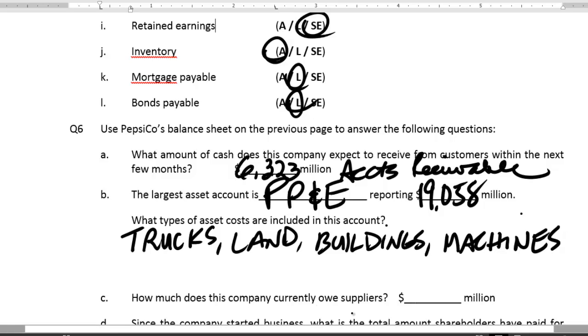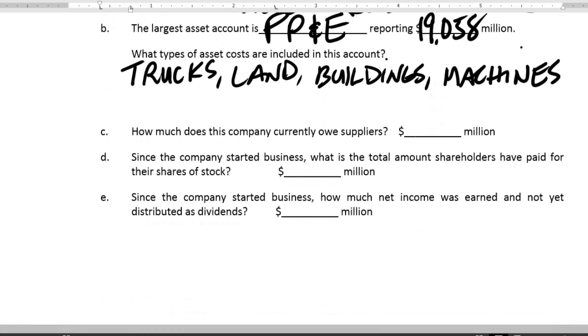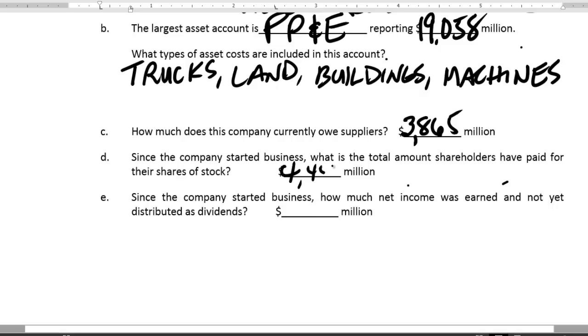How much does this company currently owe its suppliers? Its accounts payable, $3.865 billion. Remember the numbers here. Since the company started business, what's the total amount shareholders have paid for their shares of stock? $4.449 billion. Since the company started business, how much net income was earned and not yet distributed as dividends?